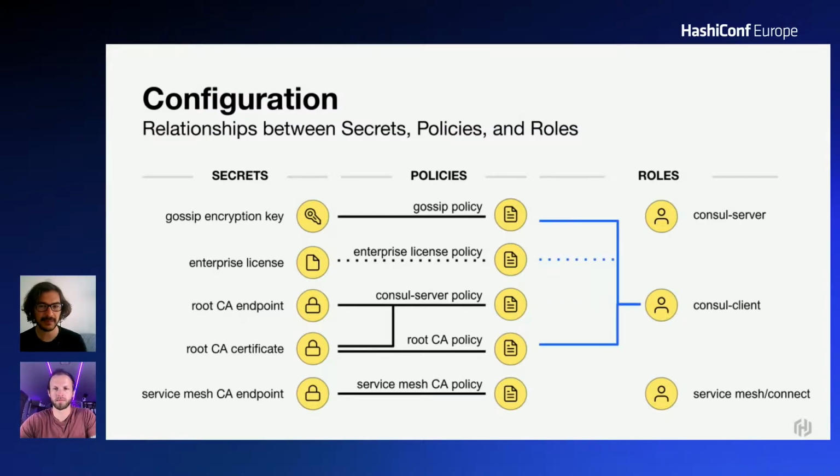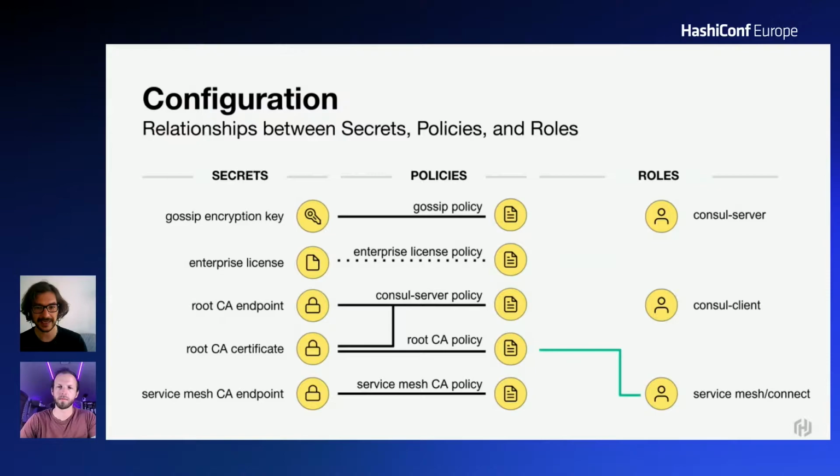For the clients, we will need a bit fewer permissions. They will still need to be able to access the gossip encryption key and the license, but they will only need to be able to trust the chain of trust, by accessing the root CA certificate, and they will be able to join the servers and the data center using autoconfig.